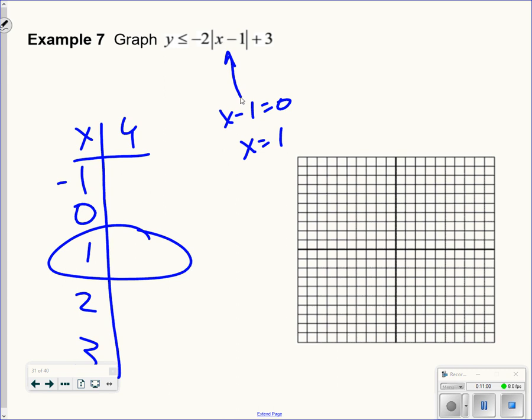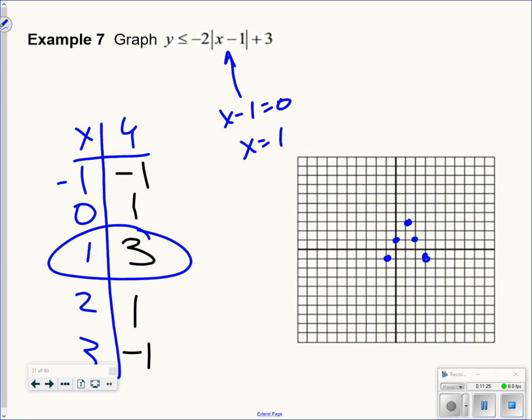All right, so now if I put 1 in, I get 3. I put 0 in, I get 1. I put negative 1 in, I get negative 1. If I plug 2 in, I get 1. If I plug 3 in, I get negative 1. Plotting those points now: 1, 3; 0, 1; negative 1, negative 1.